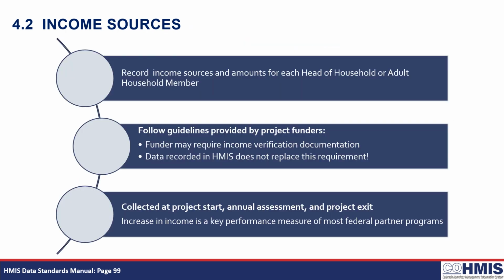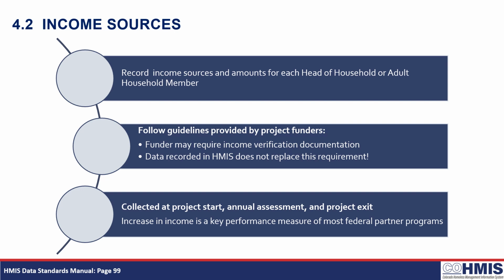All right, we made it through all the universal data elements. We only have a few program-specific data elements left to go through, and then we'll proceed on to that last training video. So this program-specific data element is tracking income and sources of that income for all adults and heads of households that we serve.